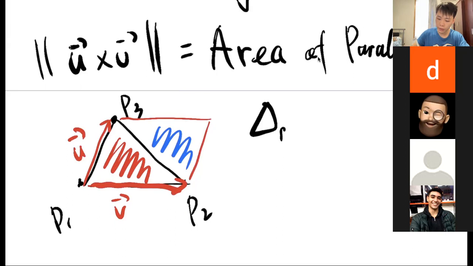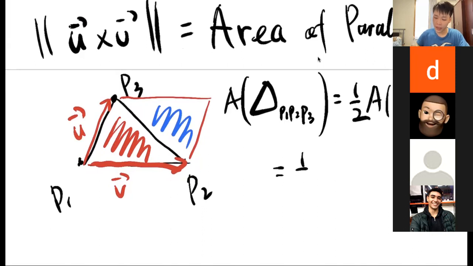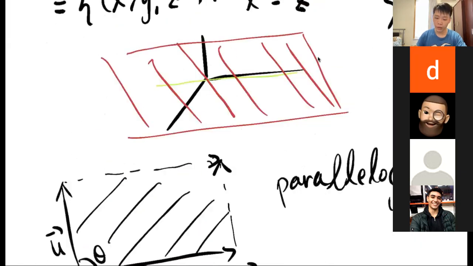of P1, P2, P3 has an area that is 1/2 of the area of the parallelogram. And how do we get the area of the parallelogram? It is precisely the norm of U cross V.